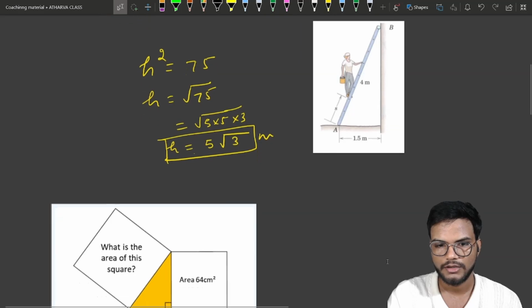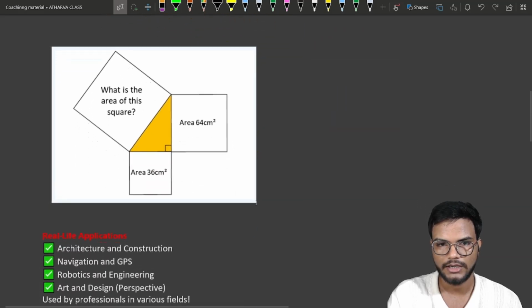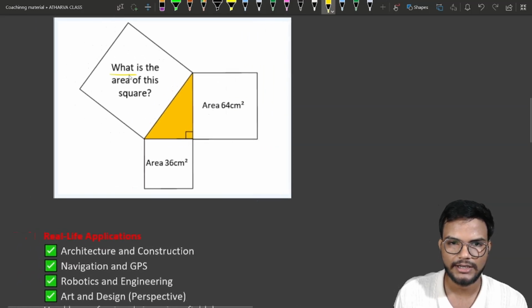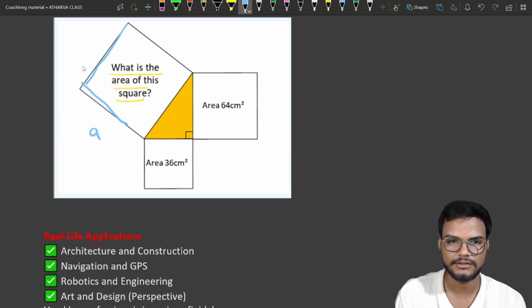Okay. Now there is another problem. You can check this. Like, what is the area of this square, right? It is asking what is the area of this square, this one. It is a square. What does it mean? It means sides are going to be equal, right?